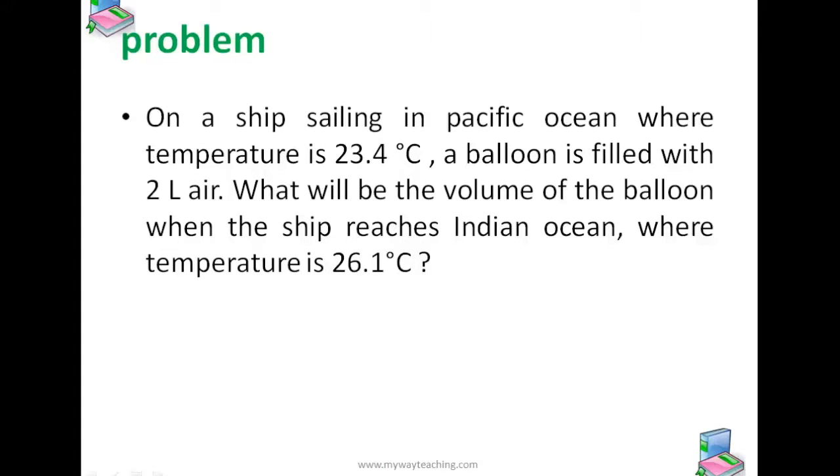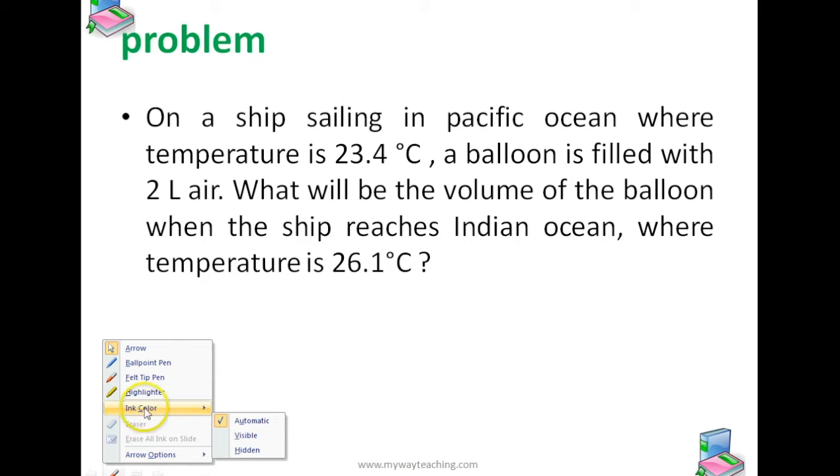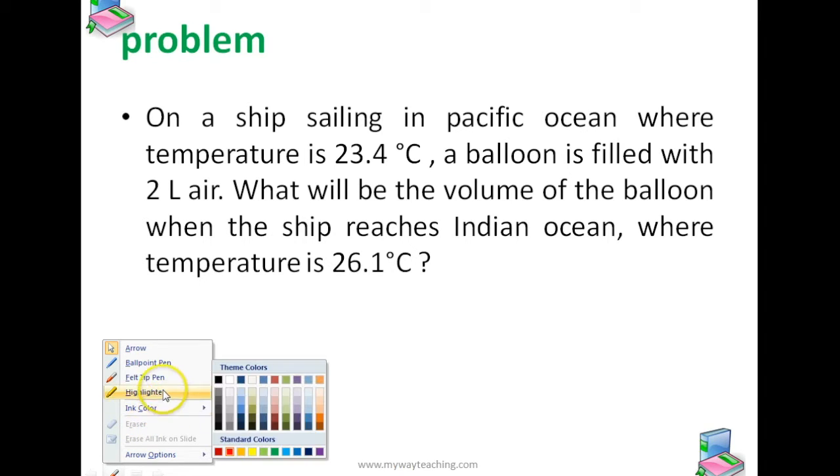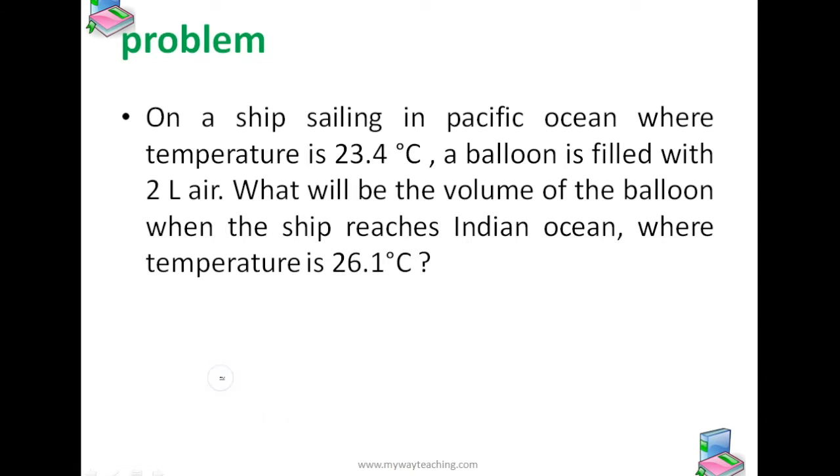Next we can solve one problem. The question is: on a ship sailing in the Pacific Ocean where the temperature is 23.4 degrees Celsius, a balloon is filled with 2 liters of air. What will be the volume of the balloon when the ship reaches the Indian Ocean where the temperature is 26.1 degrees Celsius? Once again, read the question, and I will solve this. I will write down the solution.